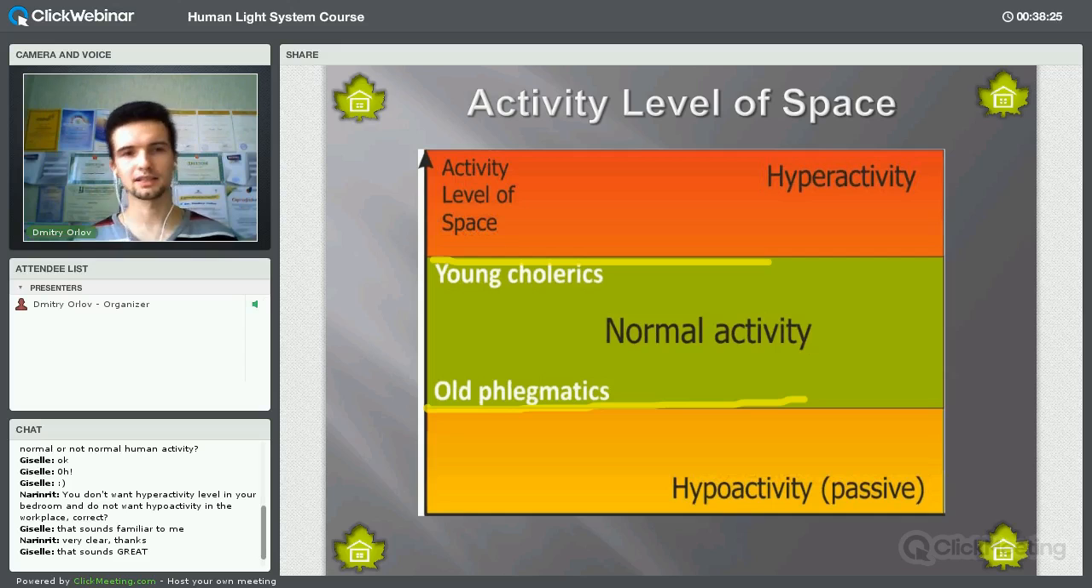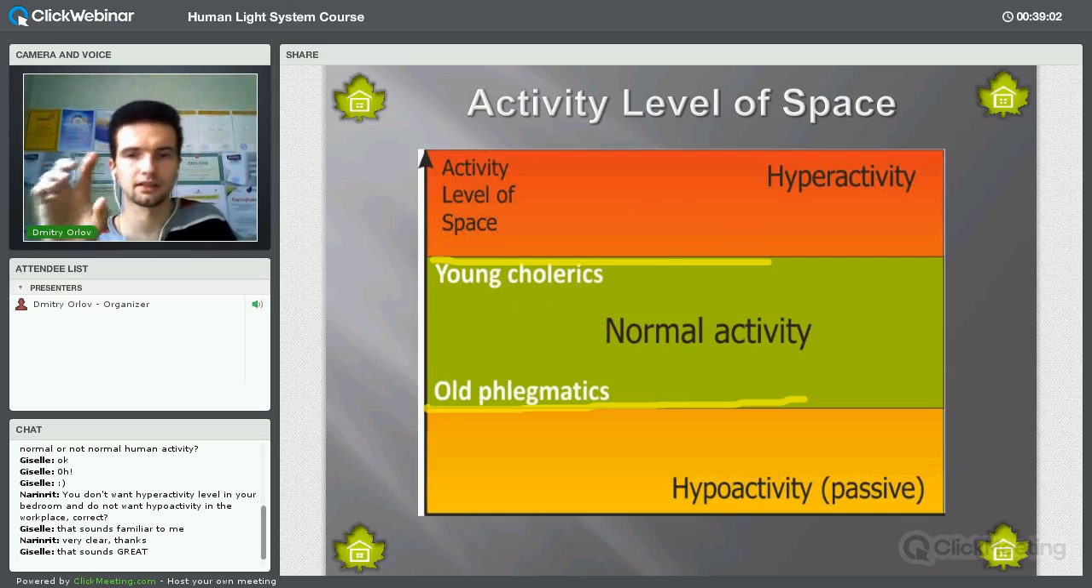So it means that even though we have this corridor of norm in the middle, for each person, depending on the properties, the characteristics of the nervous system, you need to know those characteristics to understand what kind of space and environment such a person needs to be able to work, to be able to sleep, to relax and restore the energy.